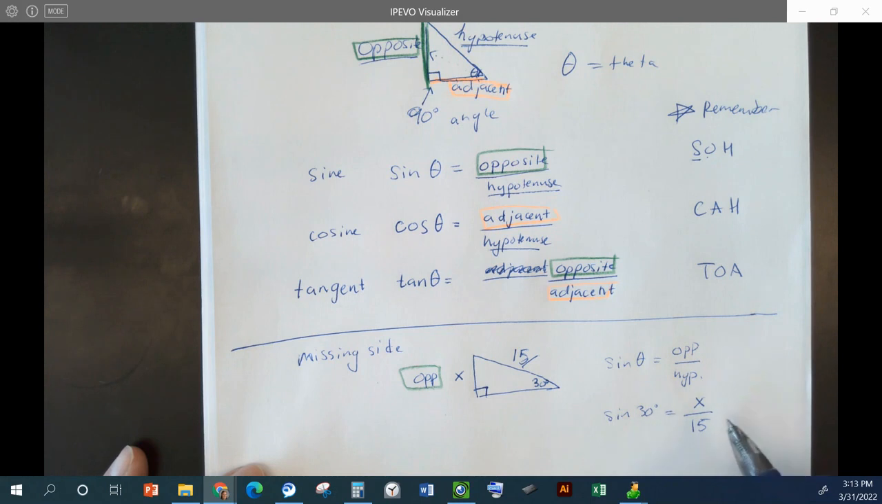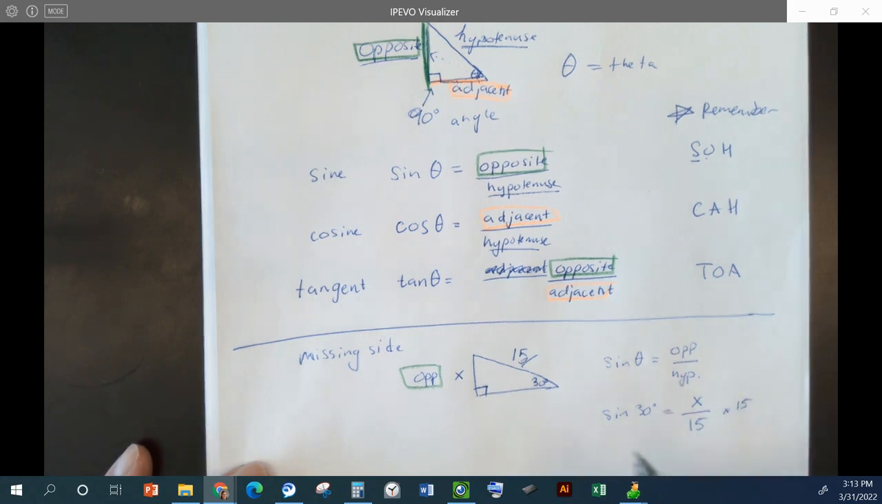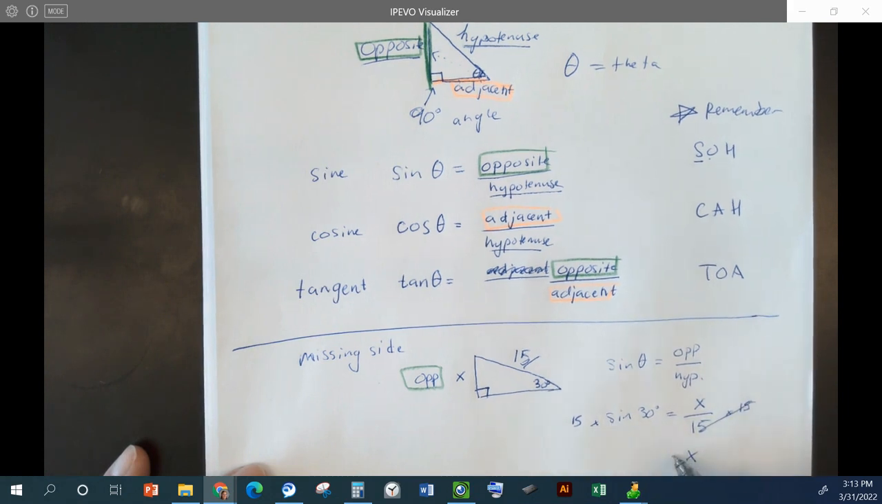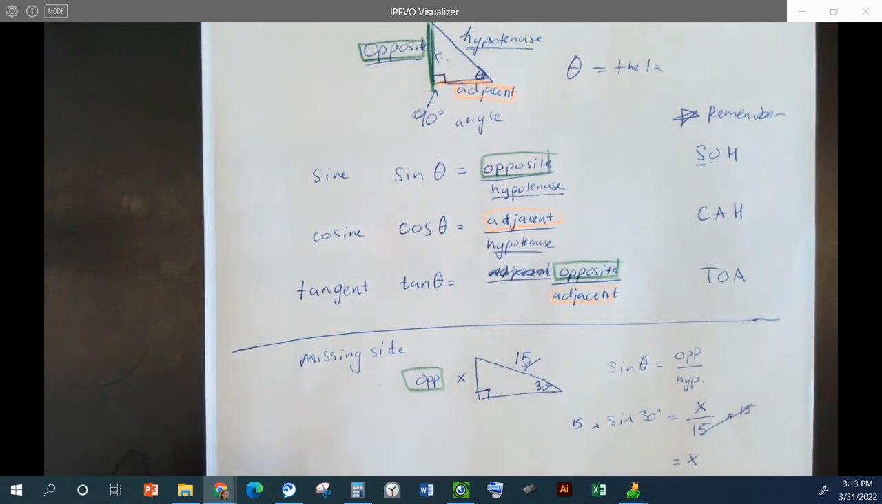And then I just have to solve for x. So I want x by itself. We have x divided by 15. So the opposite of divide is multiply. So if I multiply both sides by 15, then I have x is 15 times the sine of 30.